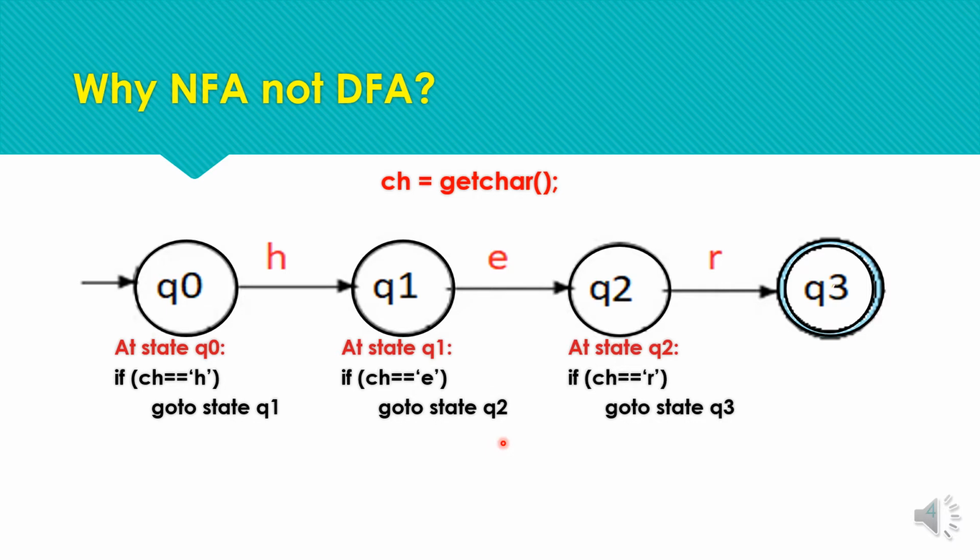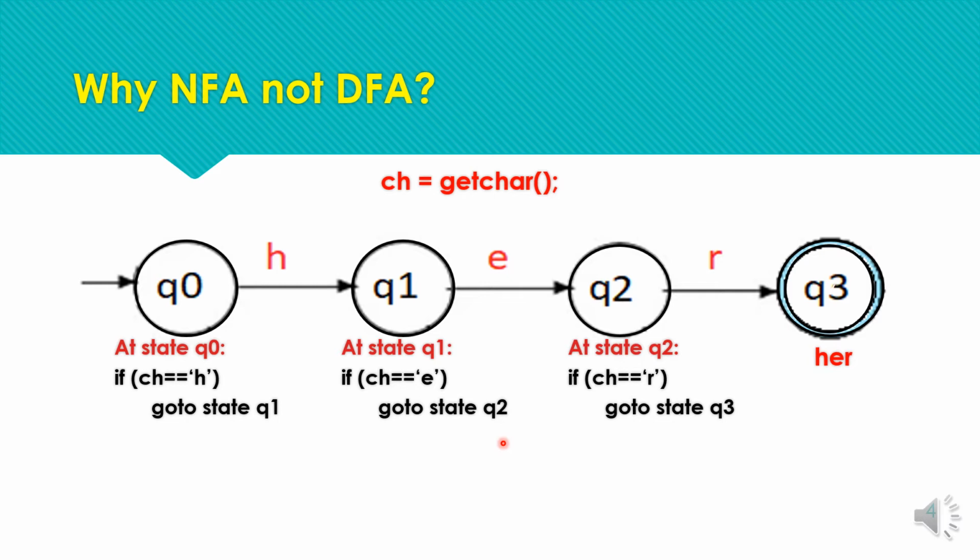If the character is R, then go to state Q3, and once we are at Q3 it means we have identified the word "her". So it is clear from this description that only DFAs are going to be implemented, meaning these transition diagrams are not understandable by the computer. Ultimately we have to write code or a program for each and every condition by using ifs and character checks for each input symbol received.